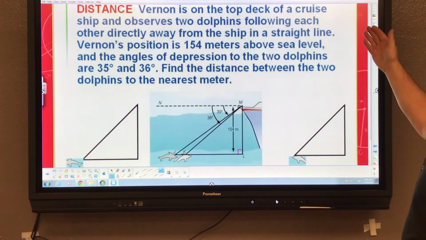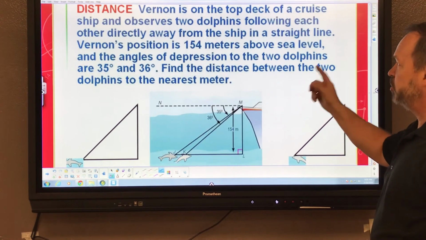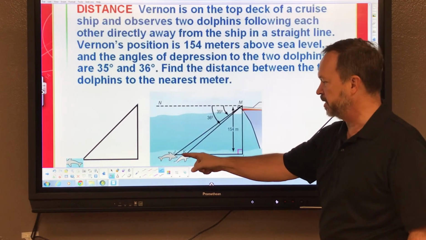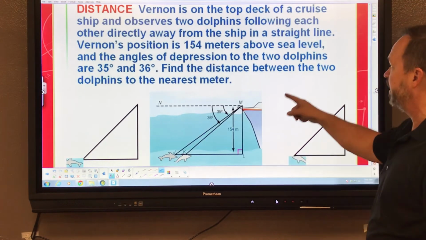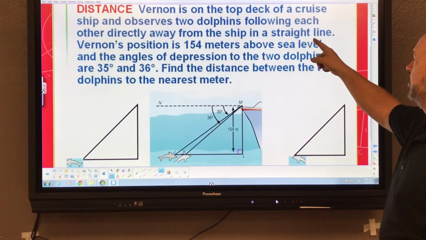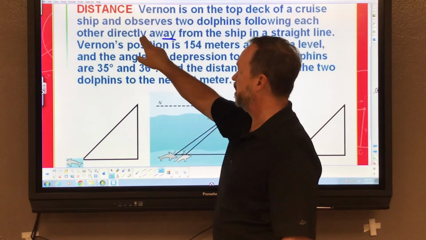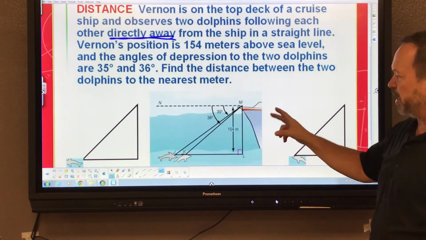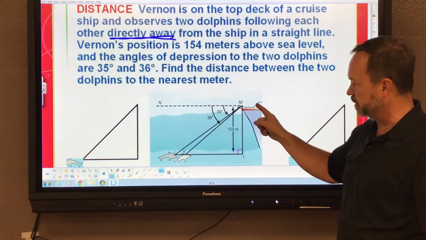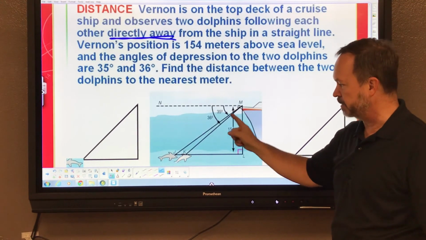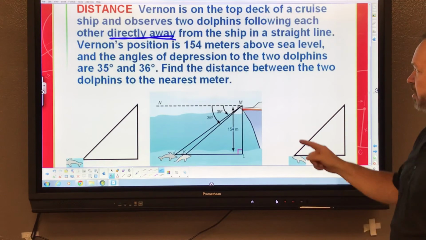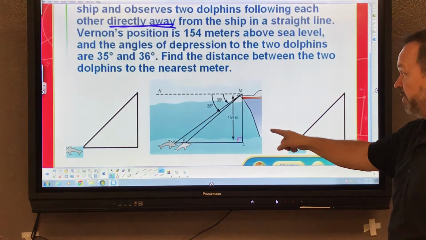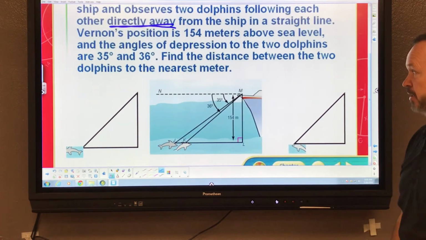Vernon here is on the top deck of a cruise ship and observes two dolphins following each other directly away from the ship. Now the problem with this picture is the dolphins seem to be going toward the ship. And this clearly says that they are following each other directly away. So the picture to me does not really fit. But what I did was I took the two triangles. You can see there are two triangles. The one triangle is made looking at the lighter dolphin. The other triangle is looking at the darker dolphin. So I made two triangles with them, and I turned my dolphins around so that they're going away from the cruise ship, okay? So my picture is better than theirs in this case.